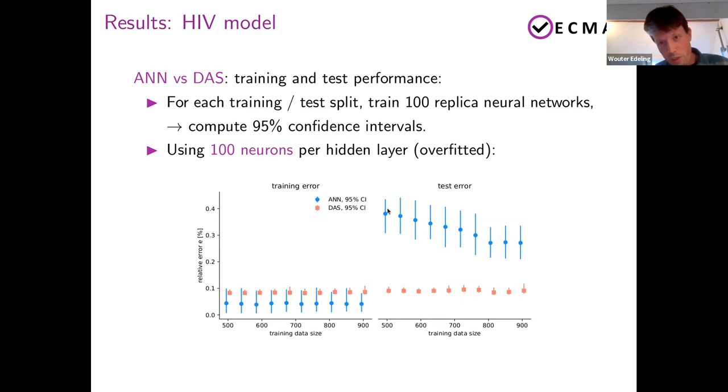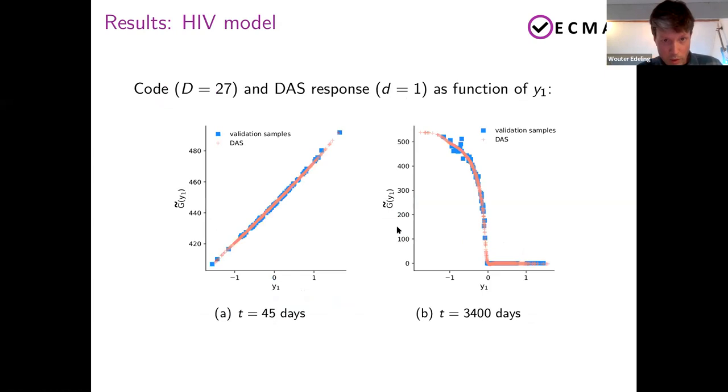And the error bars that you see here are constructed from replica neural networks. So I didn't train a single neural network because these have some stochastic component in them. So I did it 100 times to compute these confidence intervals. I will skip that. And this is the visualization of the active subspace.